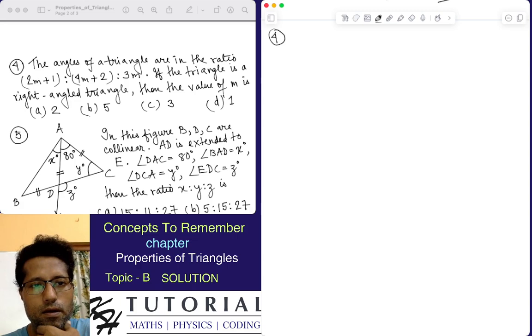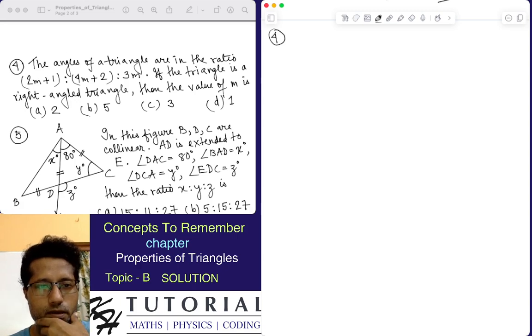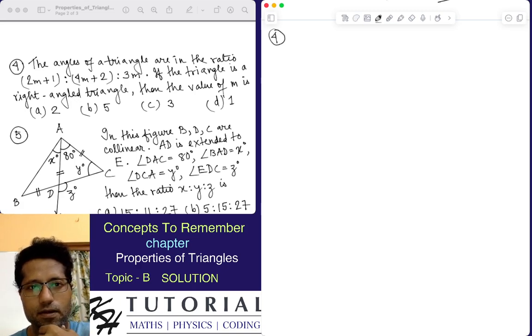Now if we have to eventually find m, from the ratio of angles, if the ratio is given in terms of pure numbers, then only can you find the actual values of the angles. But in this ratio, m is a constant but unknown, so from this ratio we cannot find the actual values of the angles.